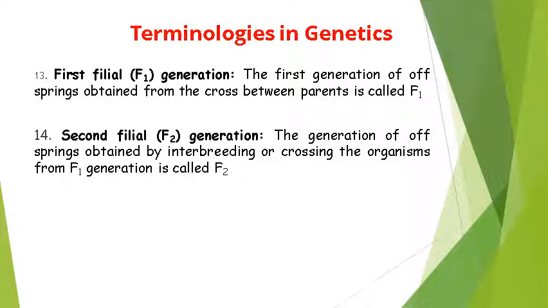The next and last one is the F1 generation and F2 generation. The first generation of offspring obtained from the cross between parents is considered the F1 generation. If we cross two parents, the generation we obtain is known as the first generation, the first filial generation. And when we cross these F1 individuals, they interbreed, and whatever we obtain in the next generation is considered the F2 generation or second filial generation.